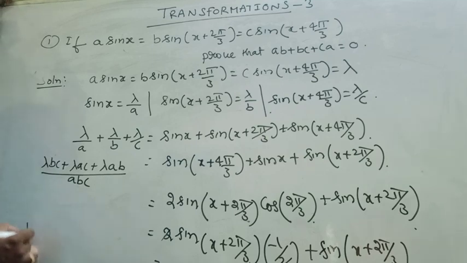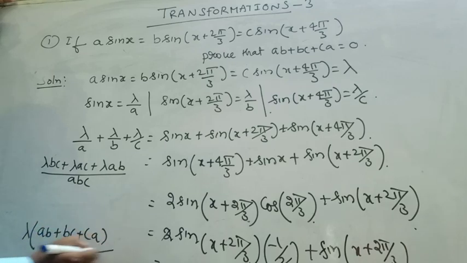That means what you see, my dear students, we have got lambda. If you take common here, let us write it perfectly: AB plus BC plus CA by ABC is equal to 0.